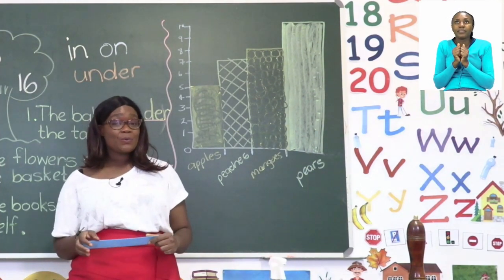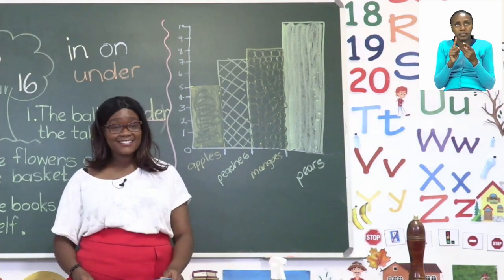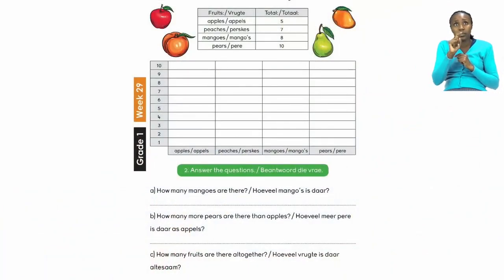Now, the first question, number 2A, says, how many mangoes are there? How many mangoes are there? When you are answering your question, I'd like you to answer in full, starting by saying, there are, and then you write the number of mangoes, and then you write the word mangoes.